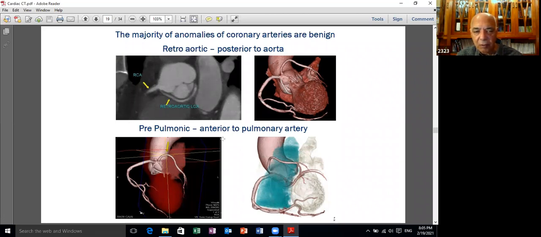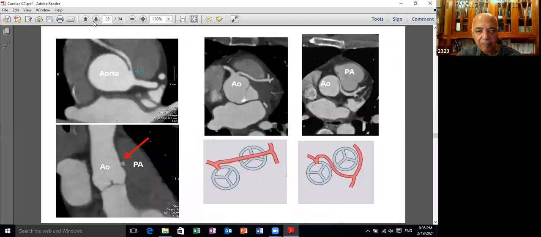If you go to the lower panel here, this is another anomaly, which is again very benign. The aberrant coronary artery, the LAD arising from the right sinus of Valsalva or the proximal right coronary artery, and is prepulmonary. So it's actually not compressed between the aorta and the pulmonary artery. Again, a benign anomaly, although much rarer than this. This is a very common anomaly, and at the same time is always a benign anomaly.